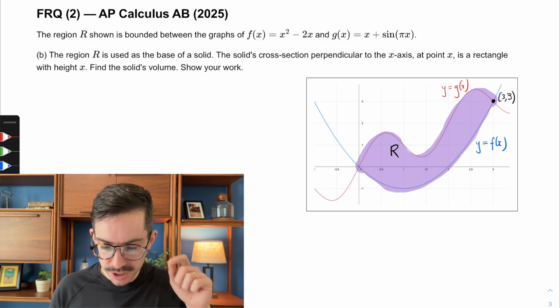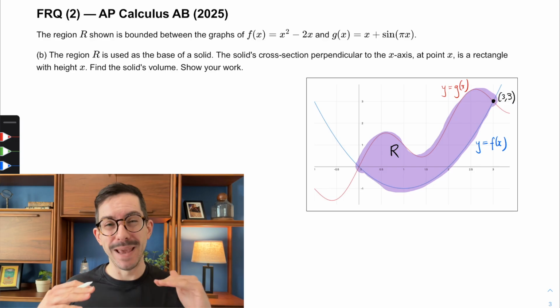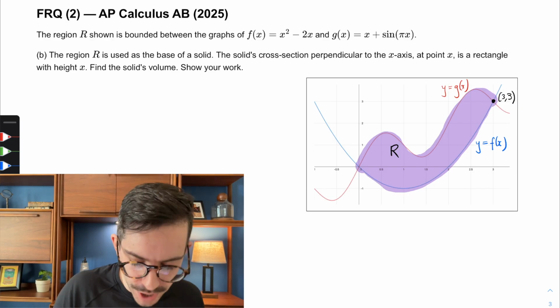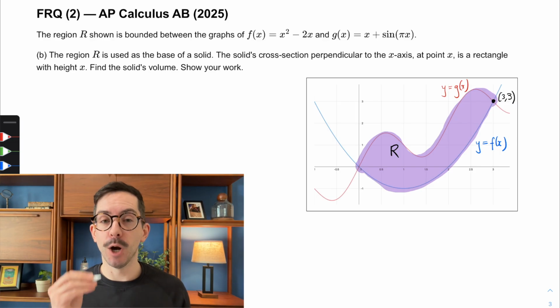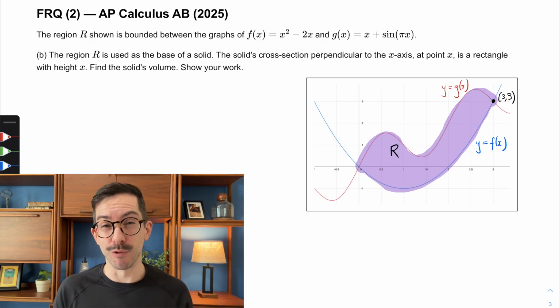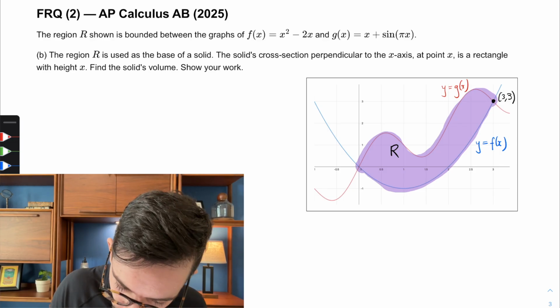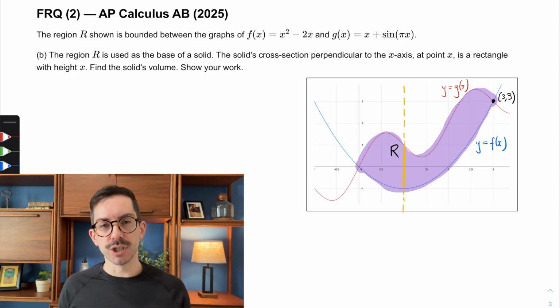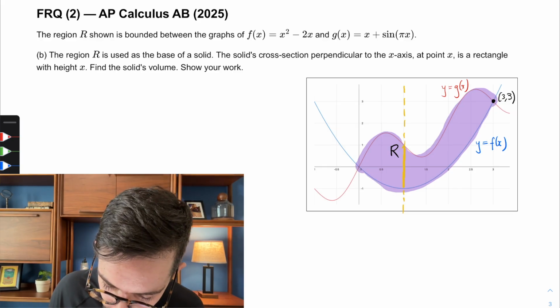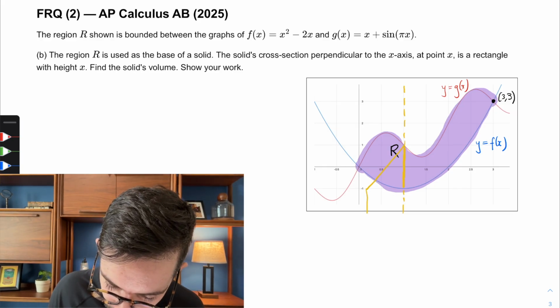So we are told that R is going to be the base of our solid, and whenever we take a cross-section, a slice, perpendicular to the x-axis, I'm supposed to get a rectangle. So let me show you what this is going to look like. So I'm taking my slice perpendicular to the x-axis, and I'm supposed to get a cross-section that's a rectangle. Okay, so it's going to look something like this.